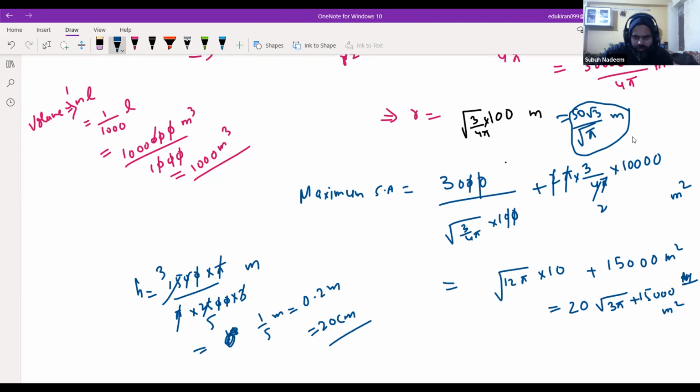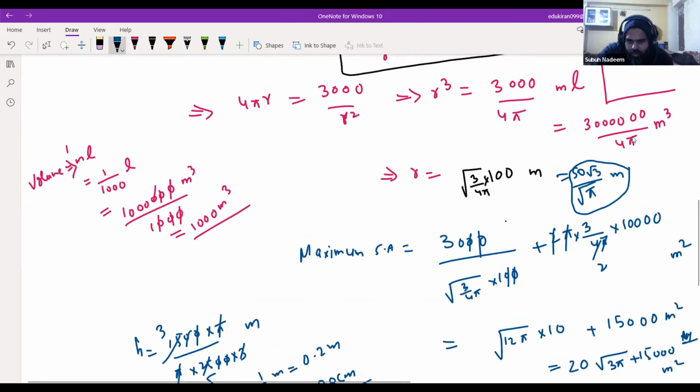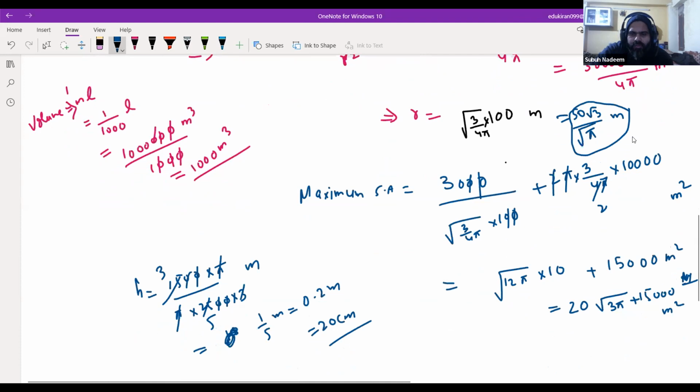This value is in liters, anyways. So height is 20 centimeter and radius is 50.